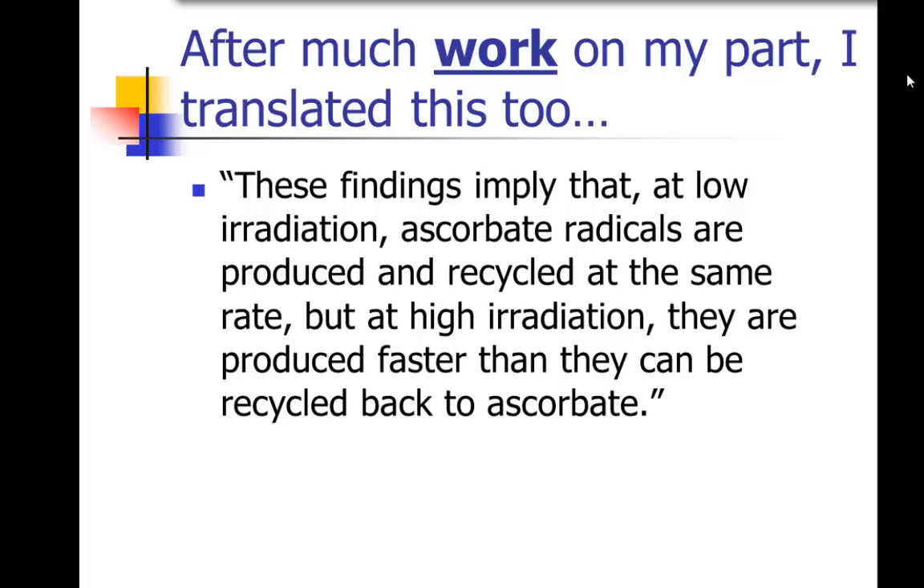It's really not the most exciting sentence ever, but you can see that at least I think it's understandable now. So it says, these findings imply that at low irradiation, ascorbate radicals are produced and recycled at the same rate, but at high irradiation, they are produced faster than they can be recycled back to ascorbate. So at least now I think you can understand the gist of what the authors were trying to say. Notice what I did here is I stripped a lot of the extra words from that sentence. I've probably cut it down to about half the size of the original sentence, and then I turned those nouns, production and recycling, back into verbs, produced and recycled. Did a few other things in terms of the logic as well.